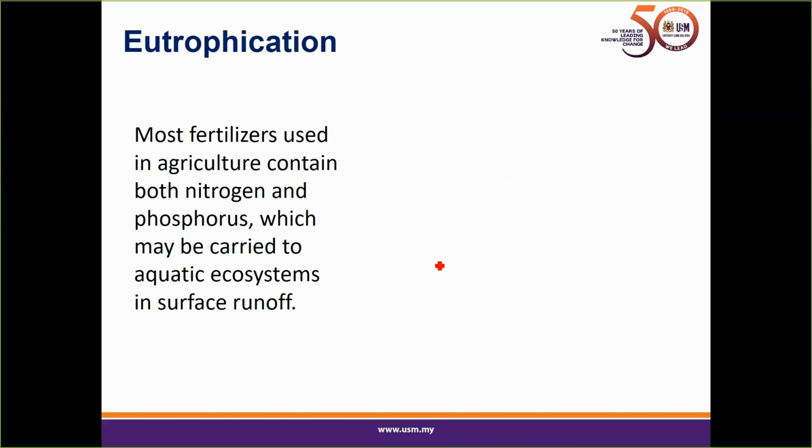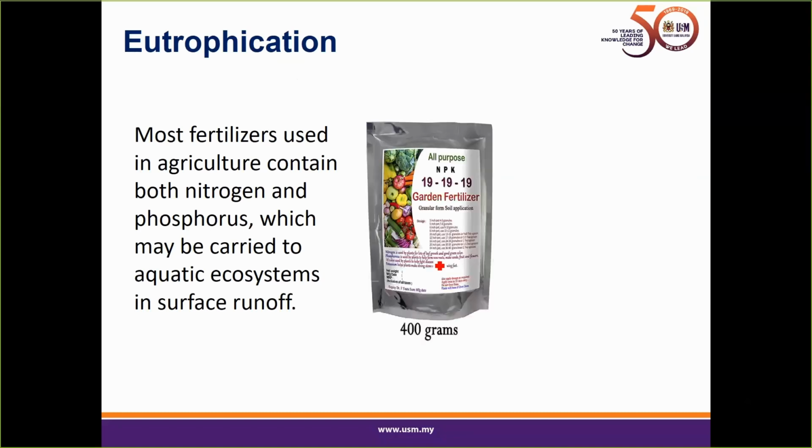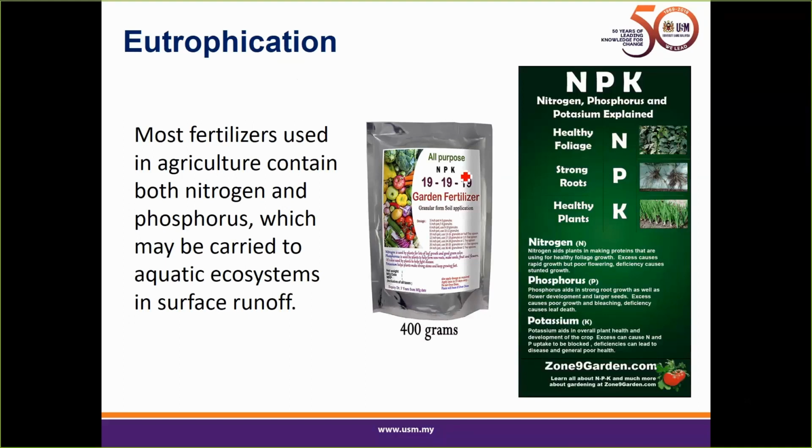One of the significant causes of human impact on the environment is eutrophication. Most fertilizers used in agriculture contain both nitrogen and phosphorus, which may be carried to aquatic ecosystems in surface runoff. So here is an example of common fertilizer use. You will see here it is written NPK. So NPK stands for nitrogen, phosphorus, and potassium.